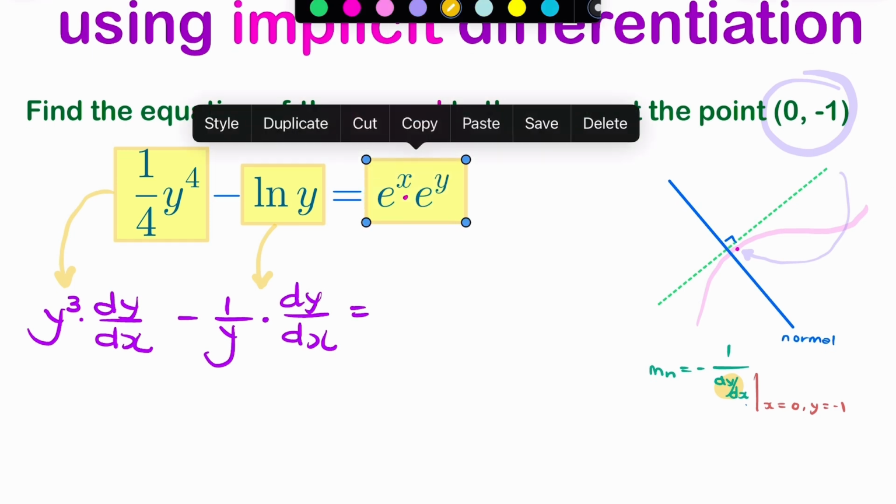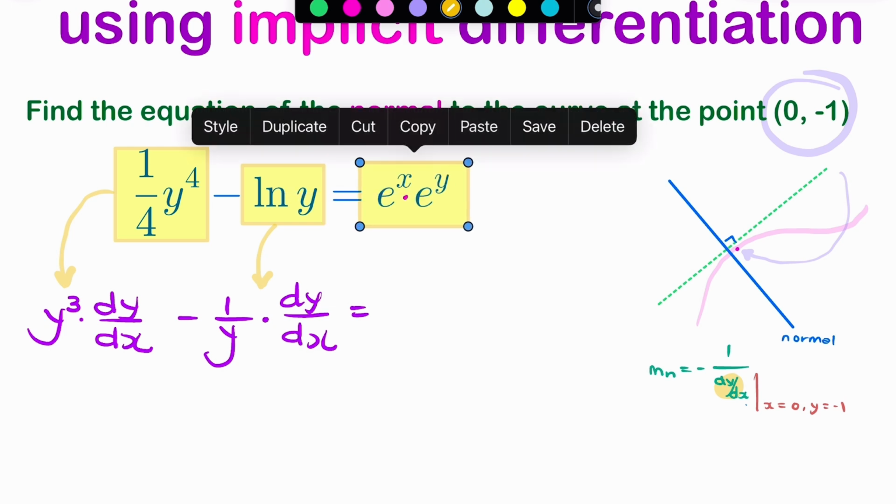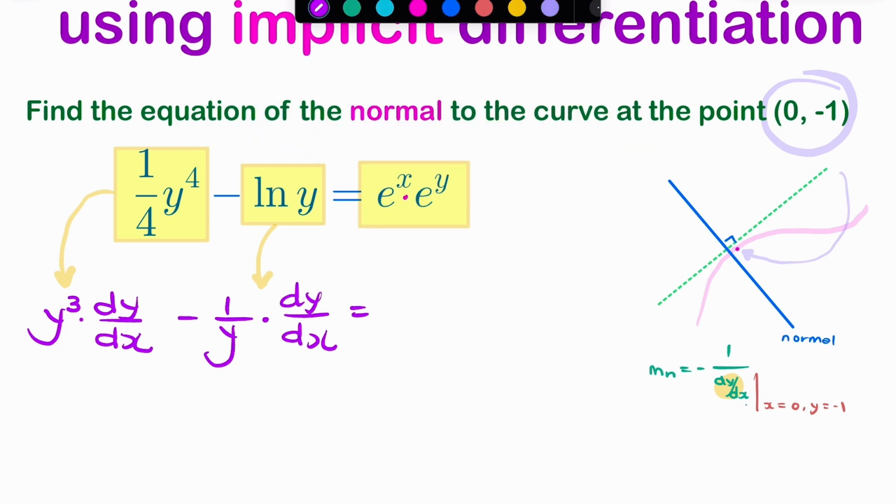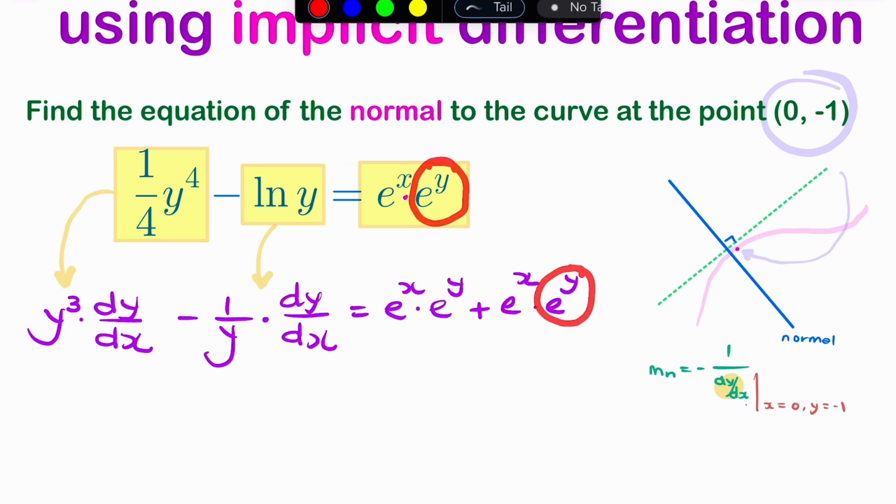Now, conveniently, the derivative of an exponential is an exponential. So it's really going to be e to the power x times e to the power y. So that's the derivative of the first multiplied by the second, plus the first times the derivative of the second. So it's going to be exactly the same, with one difference, that when I differentiate this, I get e to the power y multiplied by dy by dx.